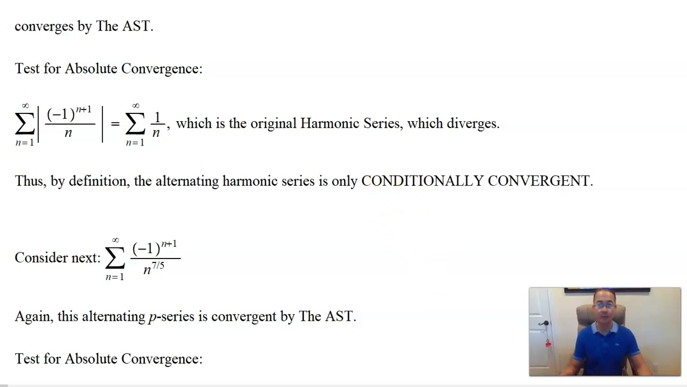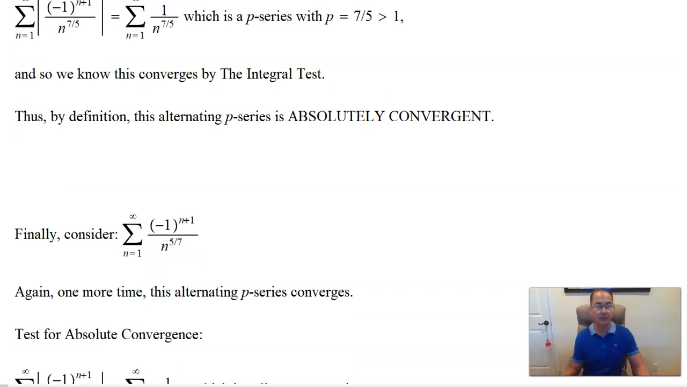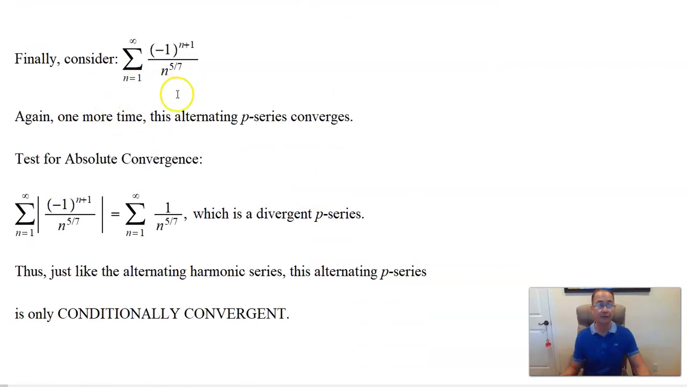Okay, so next we changed the exponent to 7 over 5. And this time when you take the absolute values, that p-series converges. So therefore, this alternating p-series is absolutely convergent. And finally, we changed the 7 over 5 to 5 over 7, which is smaller than 1. So when we took the absolute values, we got a divergent p-series. And therefore, this alternating p-series is only conditionally convergent.